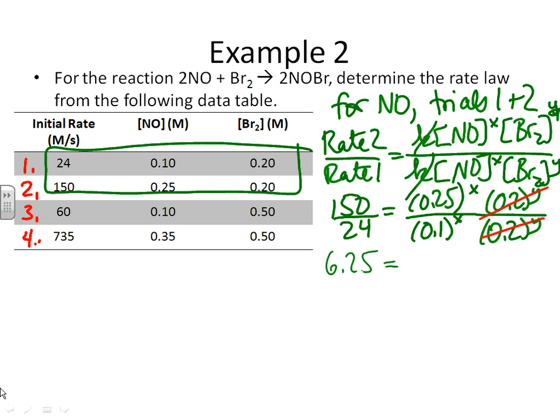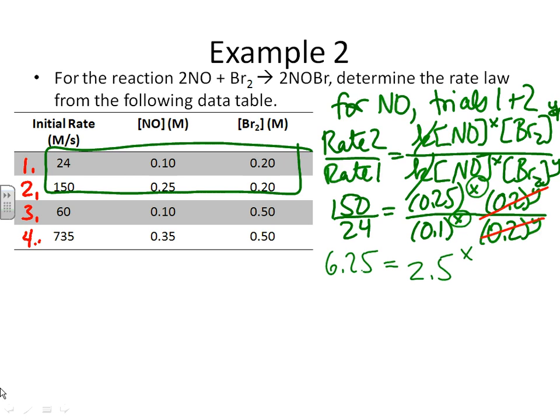And again, these two things have the same exponent, so you can simplify by simply dividing 0.25 by 0.1. 0.25 divided by 0.1 is 2.5, but you haven't gotten rid of that exponent. That exponent is still there. And by the way, if you're unclear how I get from the 150 divided by 24 equals 0.25 over 0.1 to the x to this final step that I've written, that's a math lab issue. Make sure you go to the math lab and you understand how exponent rules work. 6.25 equals 2.5 to the x.